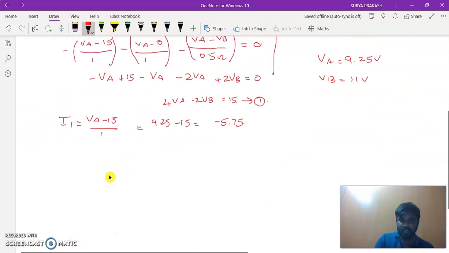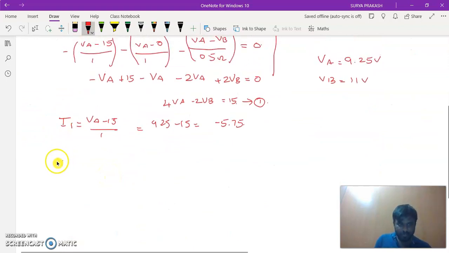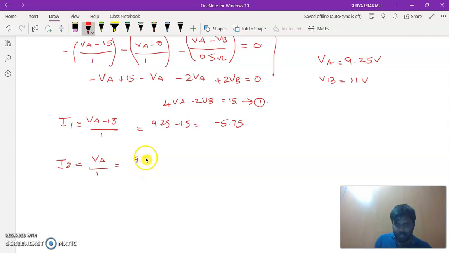Next, for I2, the value of I2 is equal to VA divided by 1. This VA is nothing but 9.25, so I2 is 9.25 ampere. We always have to indicate the unit for the current, so the unit will be ampere, and we write it in terms of ampere.